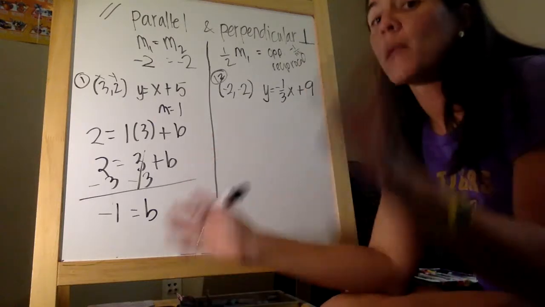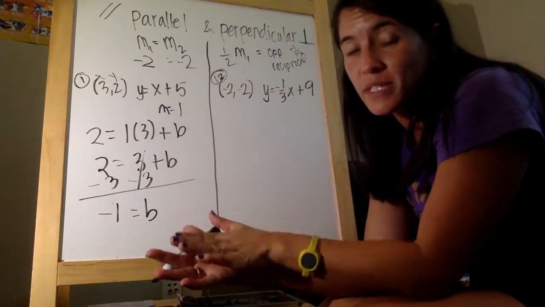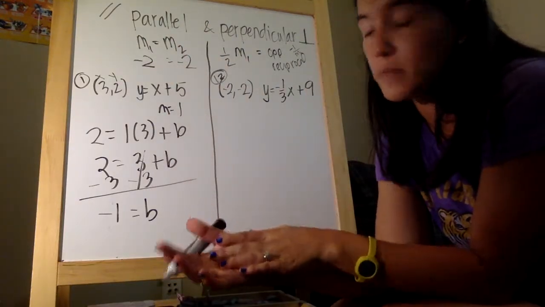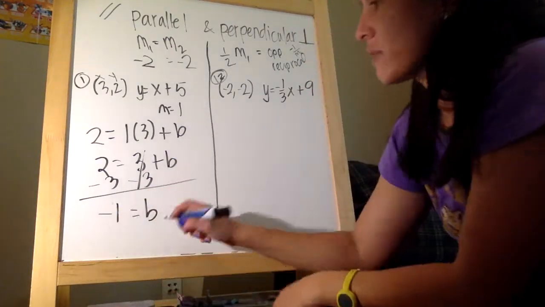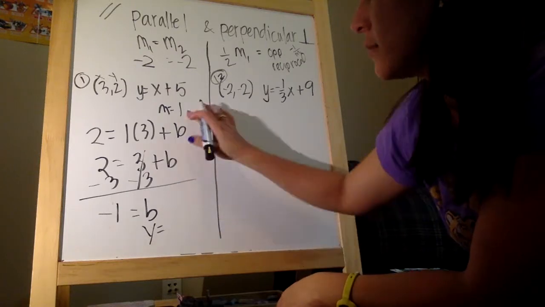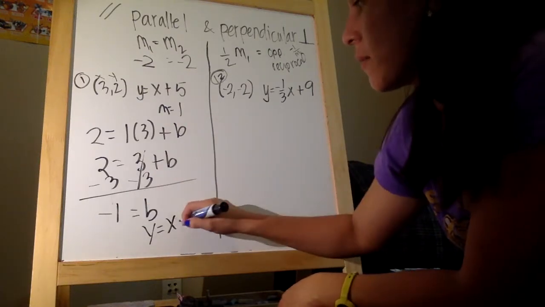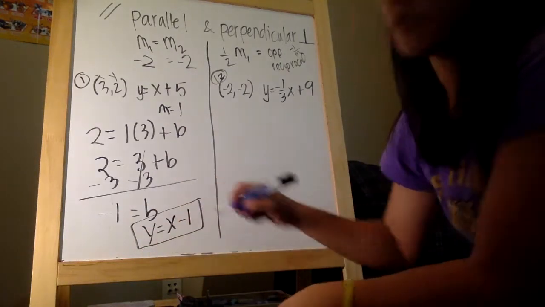And now we plug it back in. The whole purpose is we want to write an equation in slope-intercept form. We have the slope and we have the intercept. So now I'm going to plug it into y equals mx plus b, so 1x plus b, which is minus 1. So that is the answer.